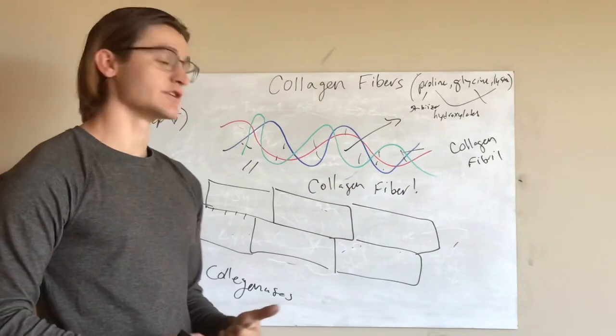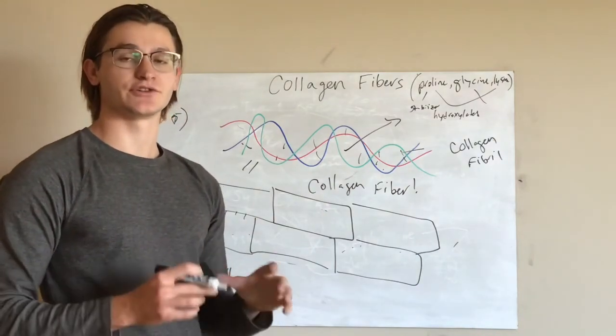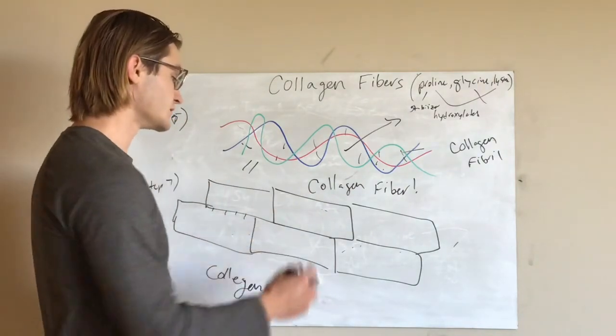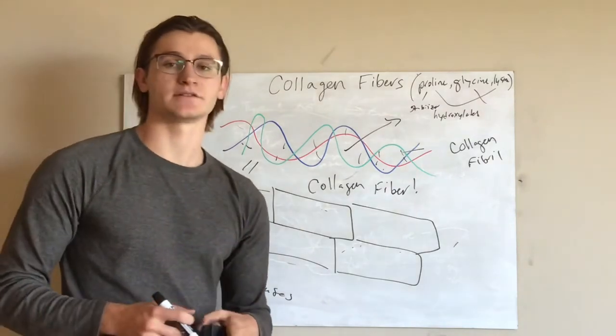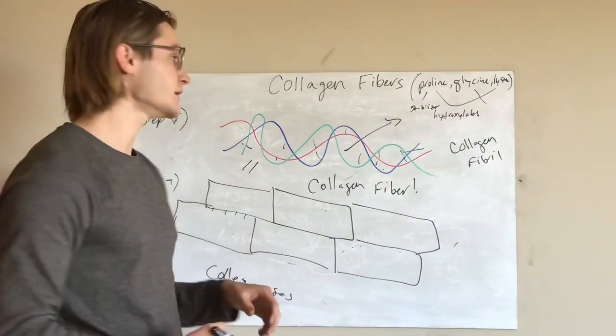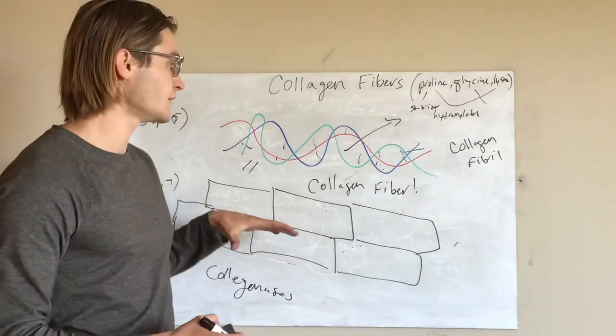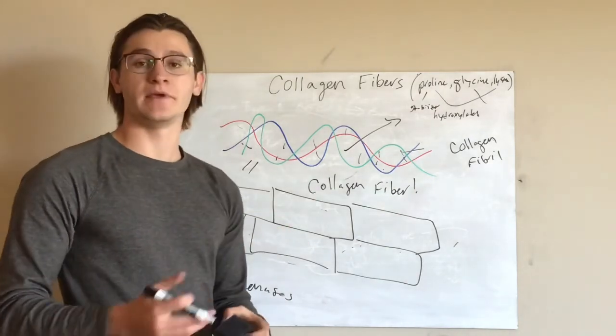But collagen fibers are extremely sturdy, extremely stable. It has great bonds, and it's essential for a lot of different processes and a lot of different parts of our body. So yeah, there you have it. That's the 7 steps of making collagen fibers.